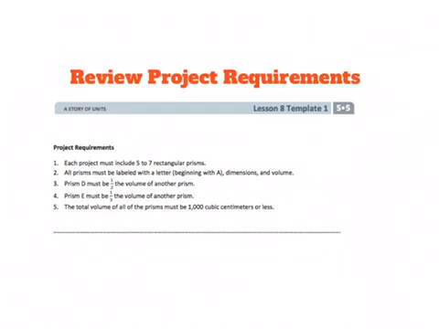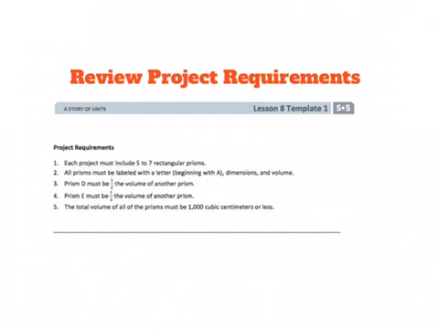Each project must include 5 to 7 rectangular prisms. This is a little hard to read on the screen here, but you can also see the exact same wording in the link under templates and Rubric. All prisms must be labeled with a letter beginning with A. You also have to give the dimensions and the volume. You'll also be able to record this information in the problem set, which is also linked in today's Google Doc.